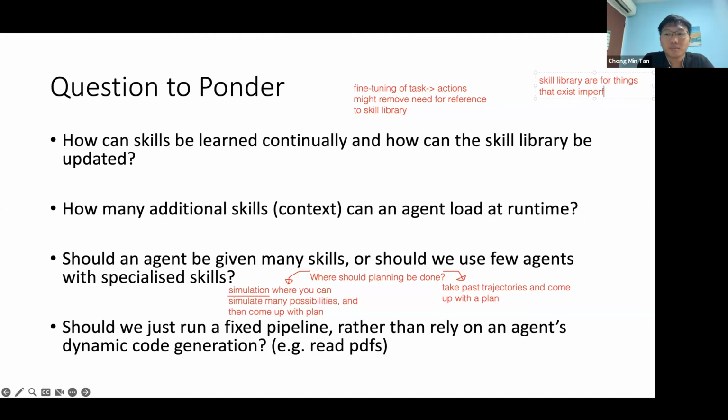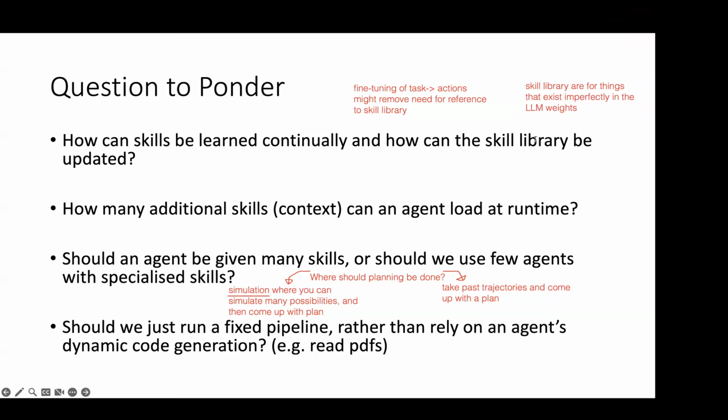imperfectly in the LLM weights. The moment your LLM can generate the thing quite reliably, you don't have to have the skill library anymore. Okay, so the skill library becomes almost like its own data set, a source of data for the LLM to fine tune on, so it can specialize towards its own environment. Okay, and you can remove it once it's done.